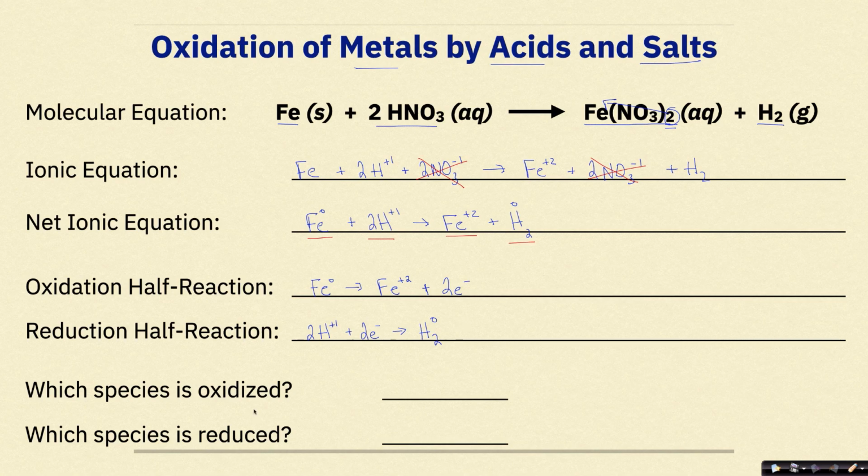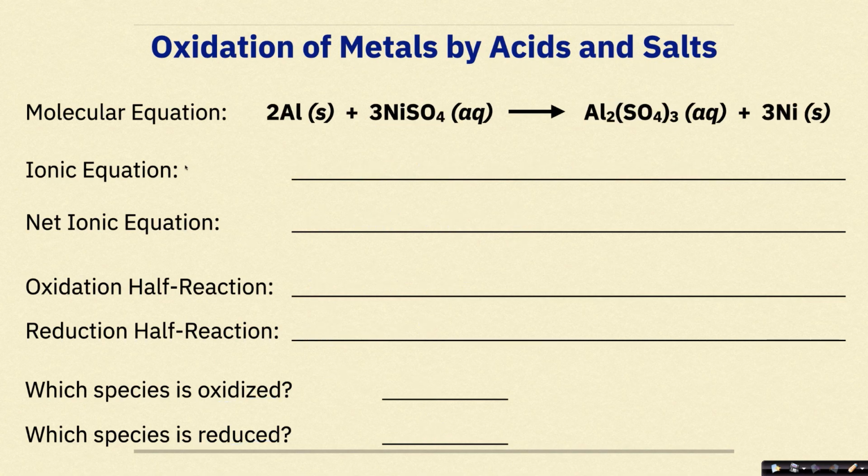When we talk about what species is specifically oxidized or reduced, we always look at the reactants. So what is being oxidized is Fe0, and what is being reduced is the H+1. If you want to put the 2 in front of it, that's fine, but we are looking specifically at the reactants when we talk about what's being oxidized and what's being reduced. Let's look at our next example.